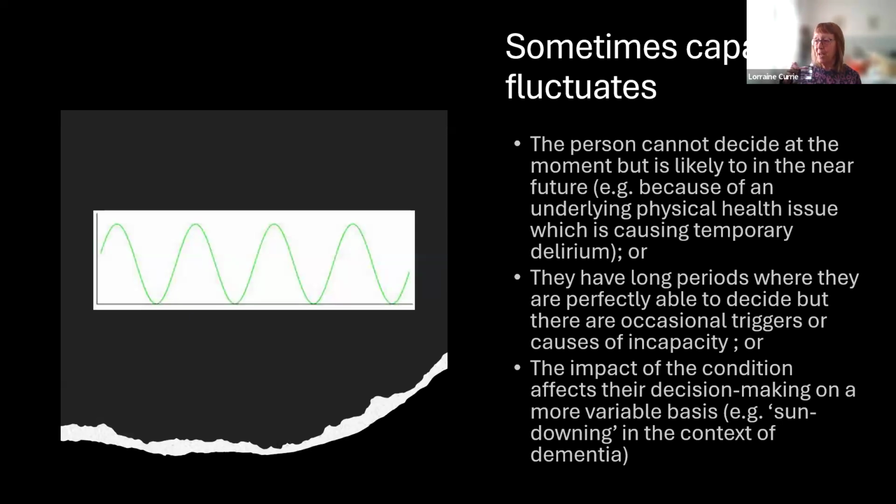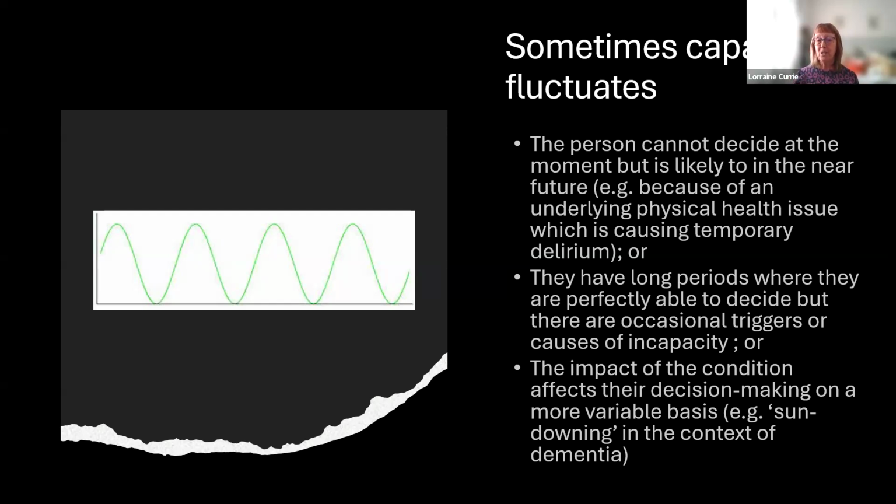The other issue that you raised, and that sometimes happens, is that capacity fluctuates. And these are just a brief few slides on what is a big issue, really. Sometimes the person cannot decide at the moment, but we know that they're likely to be able to in the near future. So that might be a person with a temporary delirium, where we know that this is going to settle and they will be able to make decisions in the future. Another type of scenario is perhaps with some mental health conditions, where the person has long periods where they're perfectly able to make decisions, and there are occasional triggers of mental incapacity.